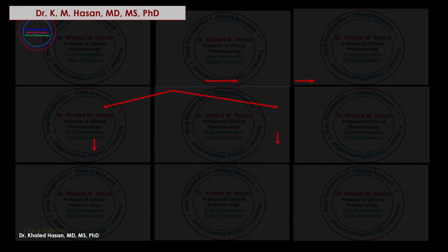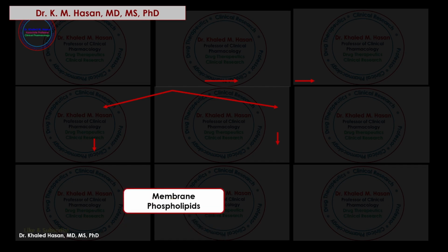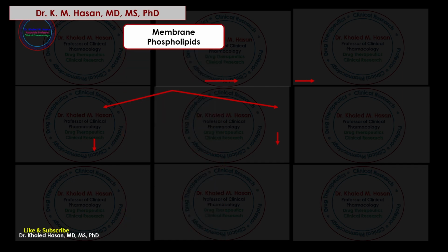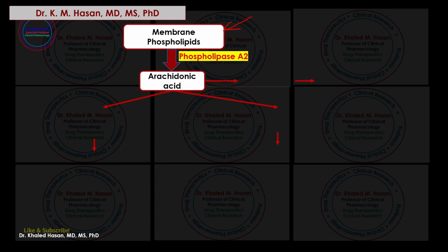Okay. Speaking about NSAIDs, in order to understand how the medication works, we need to look at the cell membrane. In the cell membrane, we have something called membrane phospholipid, and we have an enzyme called phospholipase A2. This phospholipase A2 enhances the formation of arachidonic acid, a substance formed under the effect of phospholipase A2 on the membrane phospholipid.